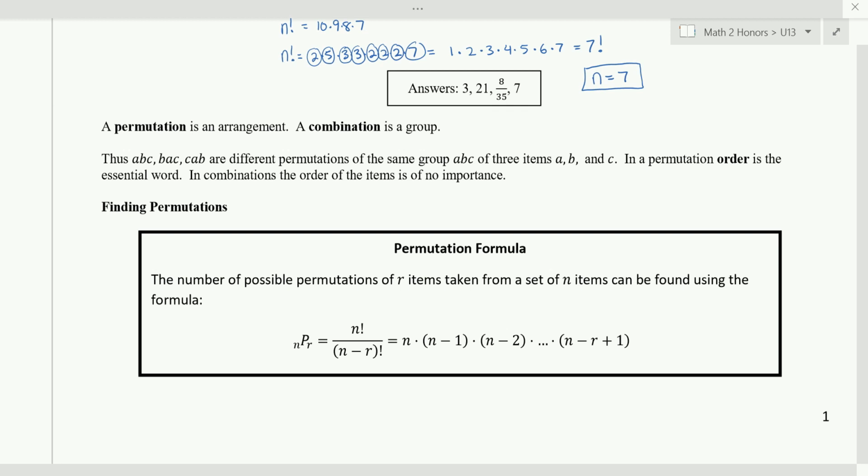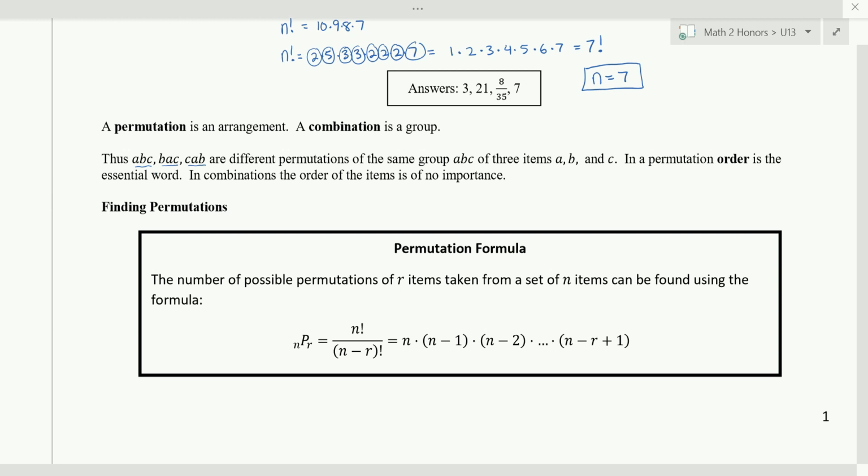So they have a little example here. ABC, BAC, and CAB, they're all the same group, right? In terms of a group, if I'm picking who's in this group or that group, or who's on this team or that team, A, B, and C, it doesn't matter what order I put them in, it's just a group. So there's one group there, so there's one combination, but there's 3 different ways that you can sort or arrange that group. And so we'd say there's 3 permutations, but 1 combination. Okay? And so we'll look at those things.